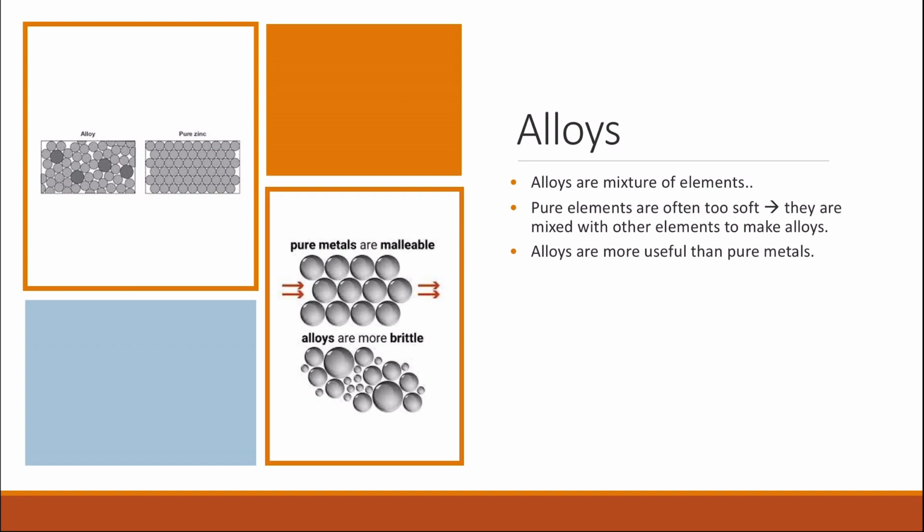So pure metals are not brittle, they can be easily hammered into shape, because the layers of the metals can slide past each other. However, in alloys, when you have another element with a different size, then it will disturb the regular structure of the metals or of the layers, and they become more brittle compared to the pure metal or the pure element.